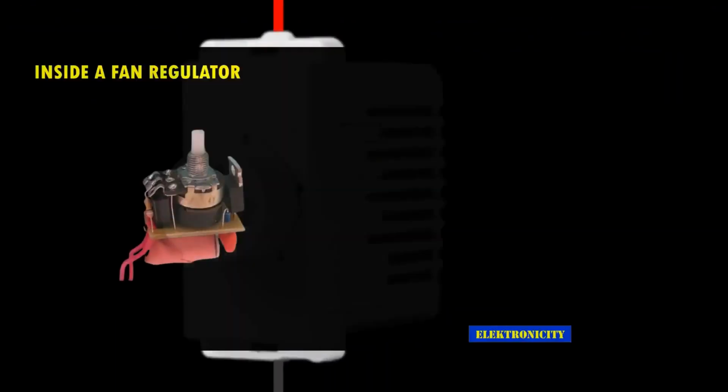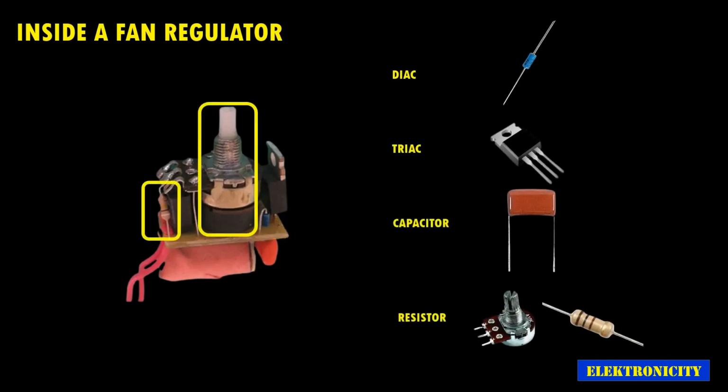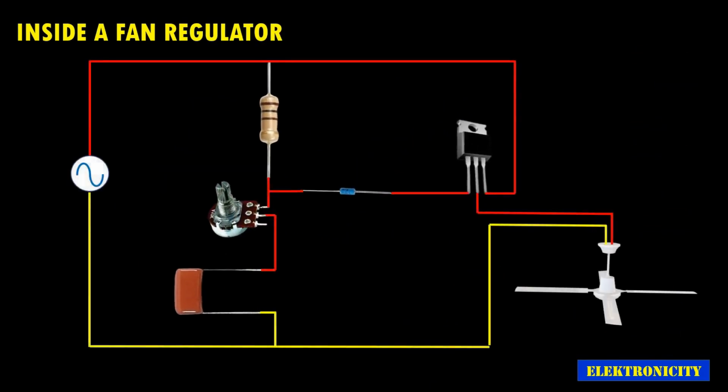So what's inside a fan regulator? Let's crack it open and take a peek. You will find four key components: the Diac, Triac, capacitor, and a resistor. These components can be represented with electrical symbols as follows, and they connect in the fan regulator circuit diagram as shown. But before we delve into the circuitry, let's unravel the mysteries of Diac and Triac.